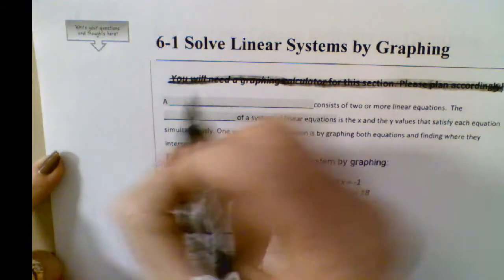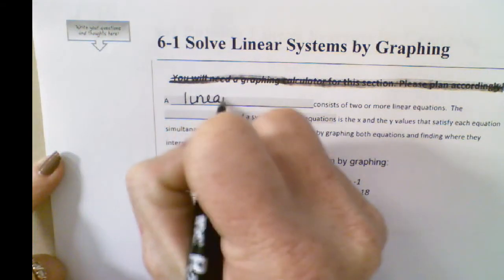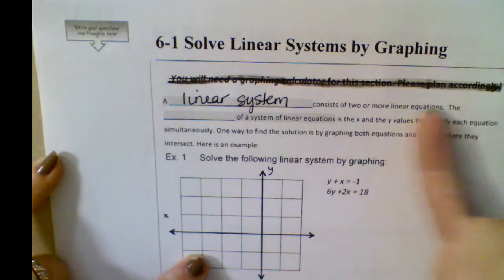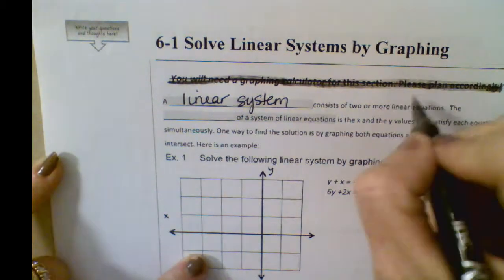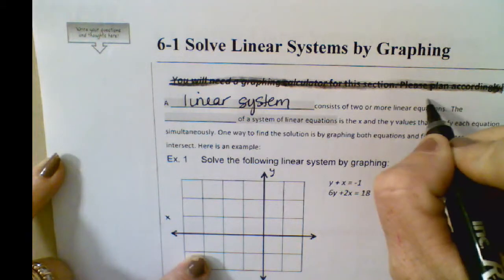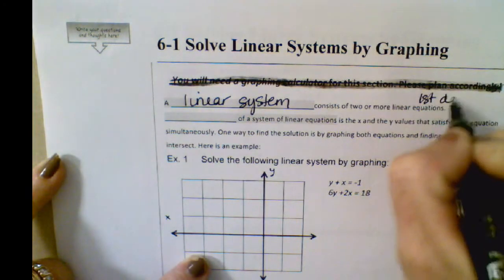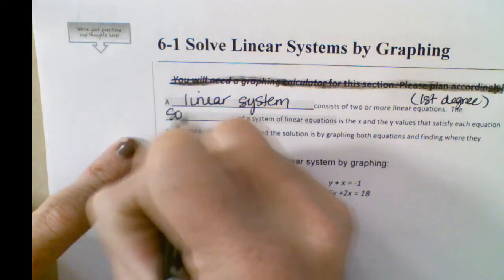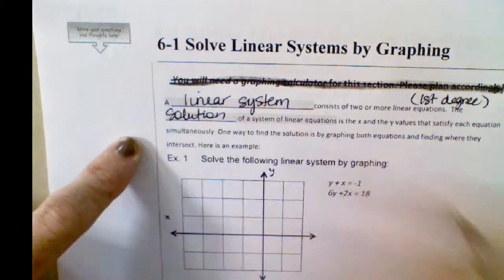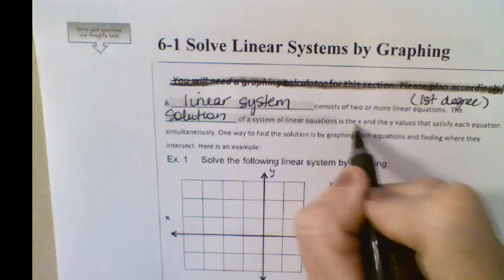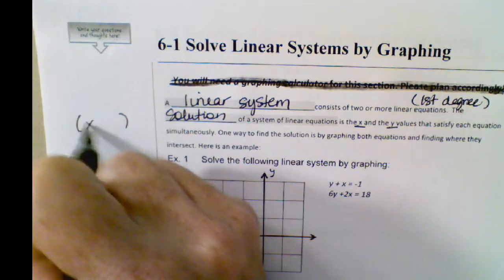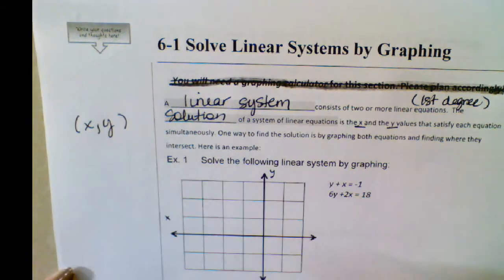So a linear system consists of two or more linear equations. So this means first degree equations, so just x to the first. The solution of a linear system is the x and y values that satisfy each equation simultaneously, meaning that whatever solution you find, that x and y coordinate must be a solution to both equations.